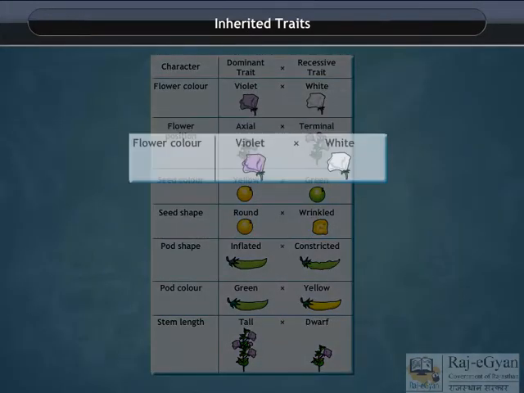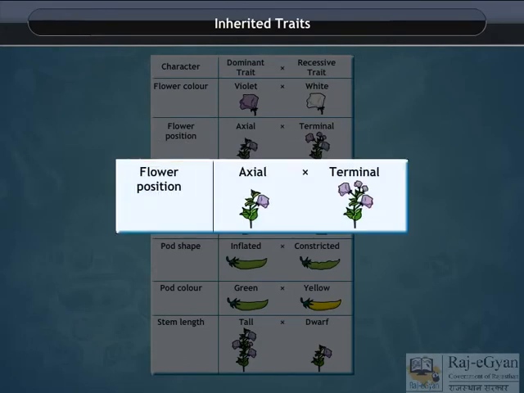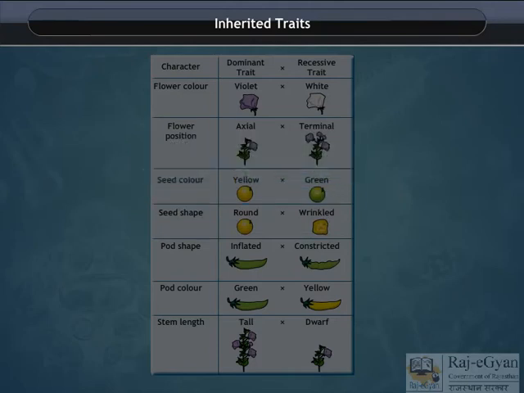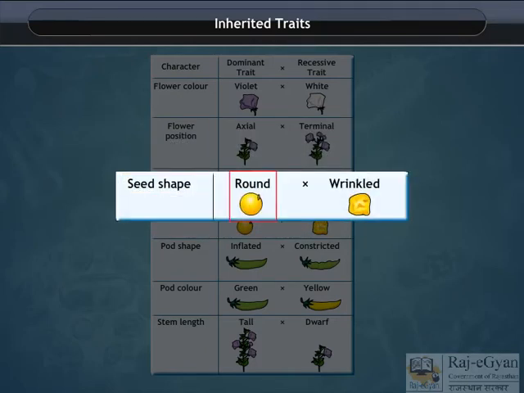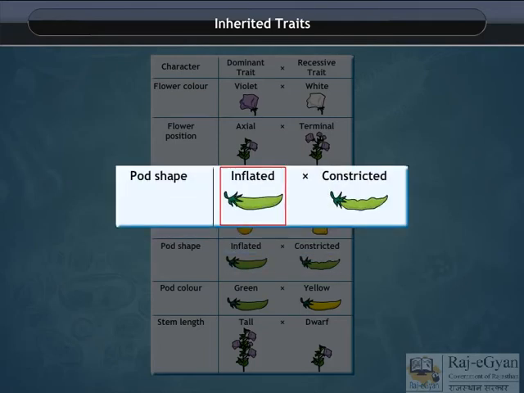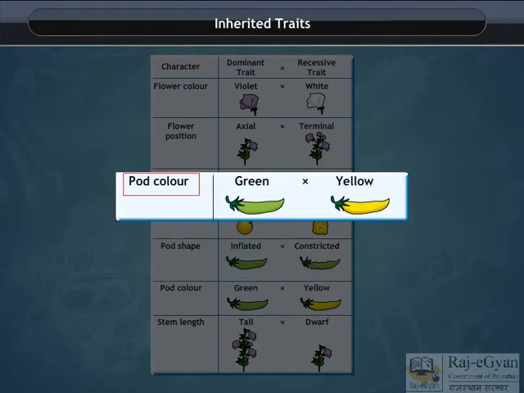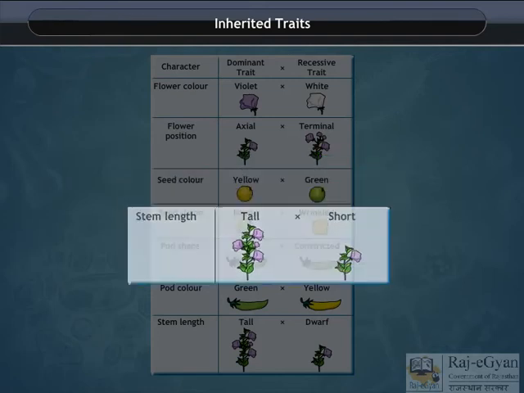They are flower color, violet and white flowers; flower position, axil or terminal; seed color, yellow and green; seed shape, round and wrinkled seeds; pod shape, inflated and constricted; pod color, green and yellow; and stem length, tall or short.